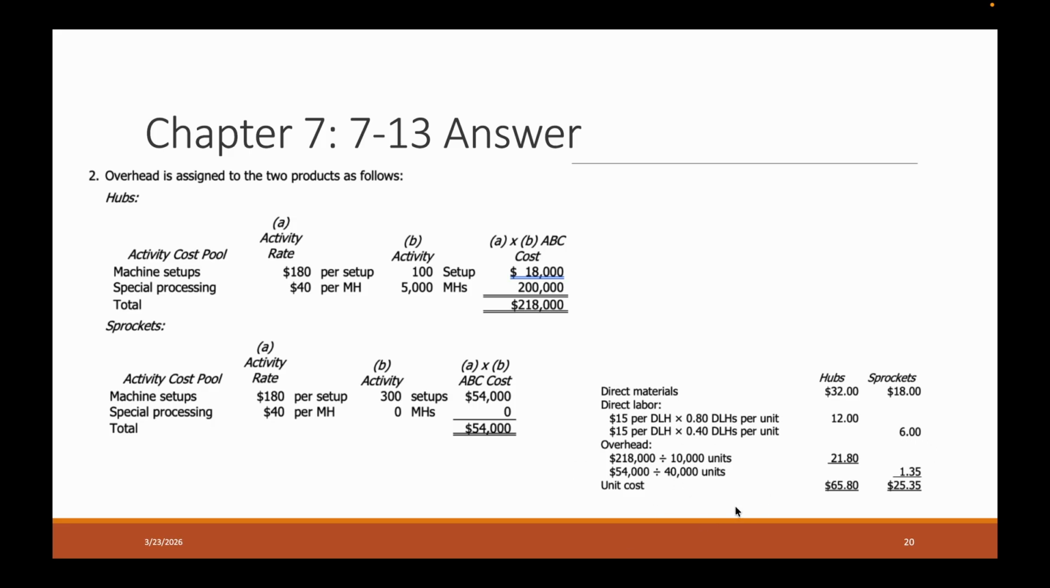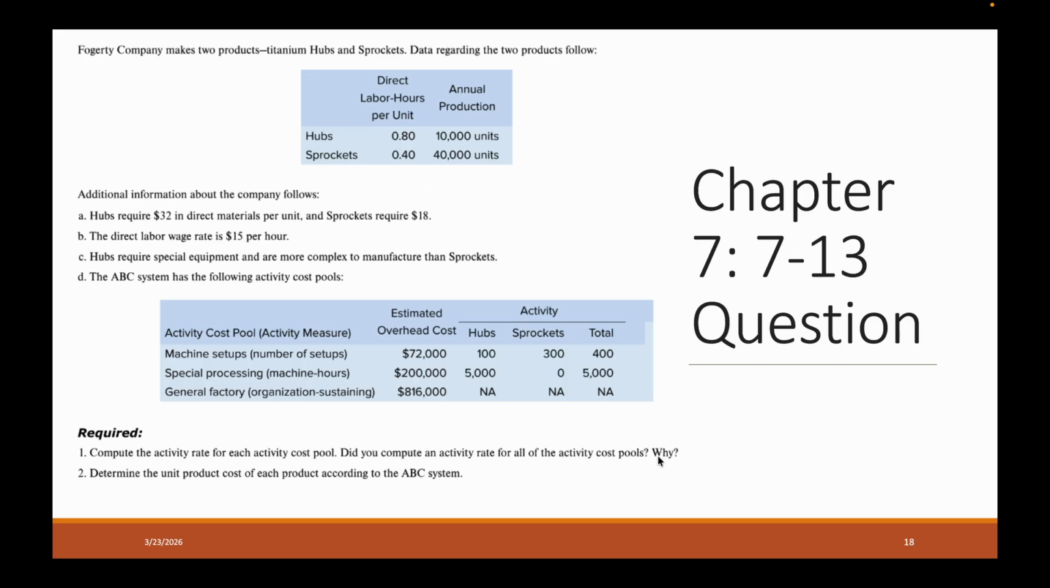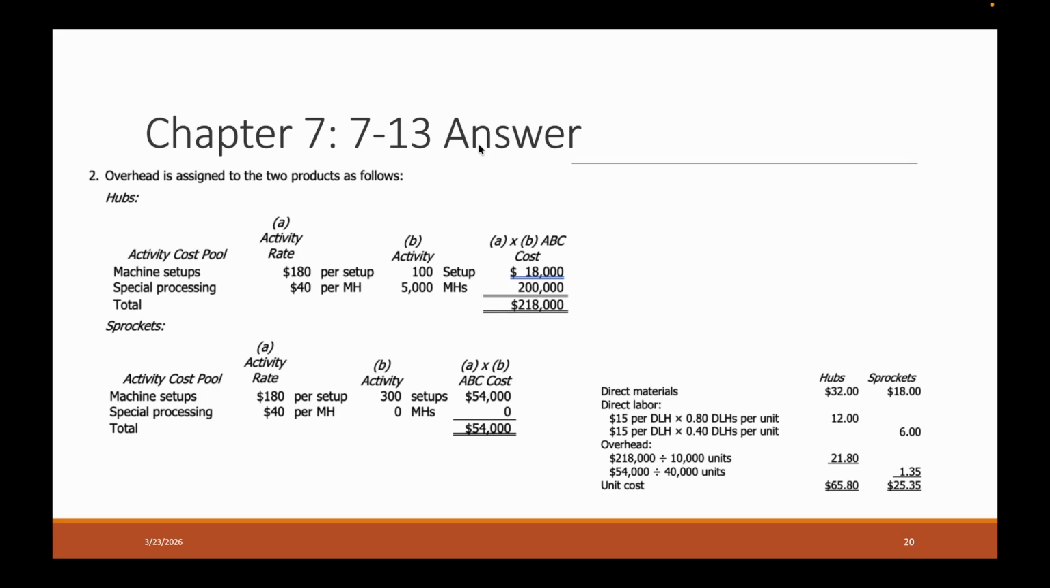Now, finally, our overhead costs. We just assigned overhead based on the cost pools to our different products. So for hubs, 218,000 divided by the 10,000 hubs that we produced, and again, that's given to us in the annual production. We made 10,000 units. So $21.80 per unit. For sprockets, our total overhead is $54,000 and we produce 40,000 units. So that's $1.35 per unit. And we can add the direct materials plus direct labor plus overhead together, and that gives us our unit cost for the hubs and the sprockets using the activity cost pool system, using the ABC system.